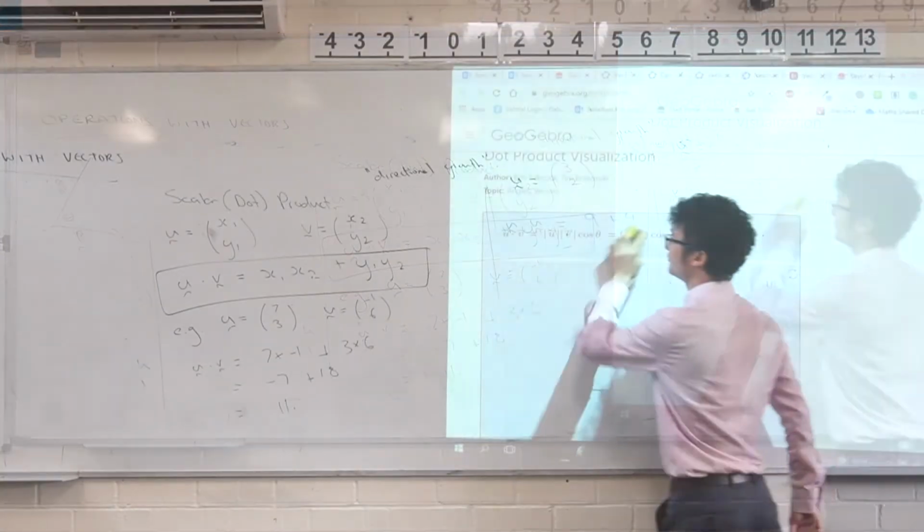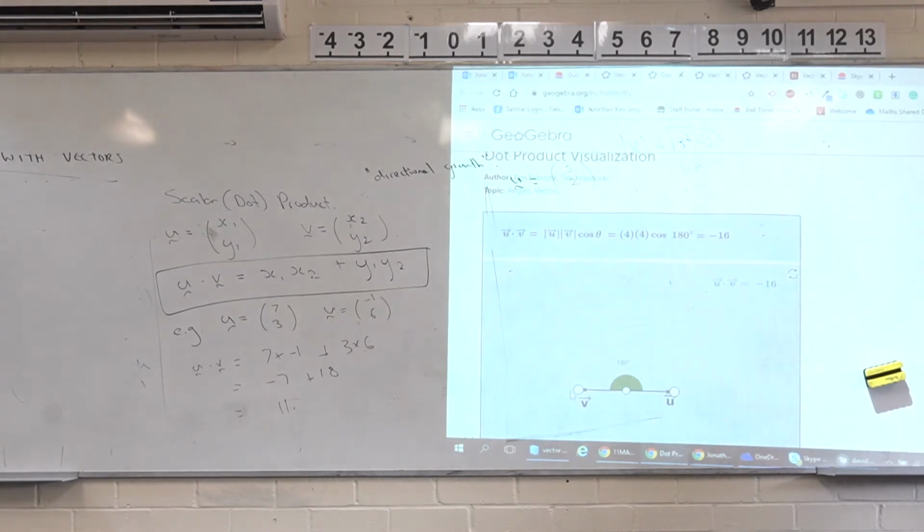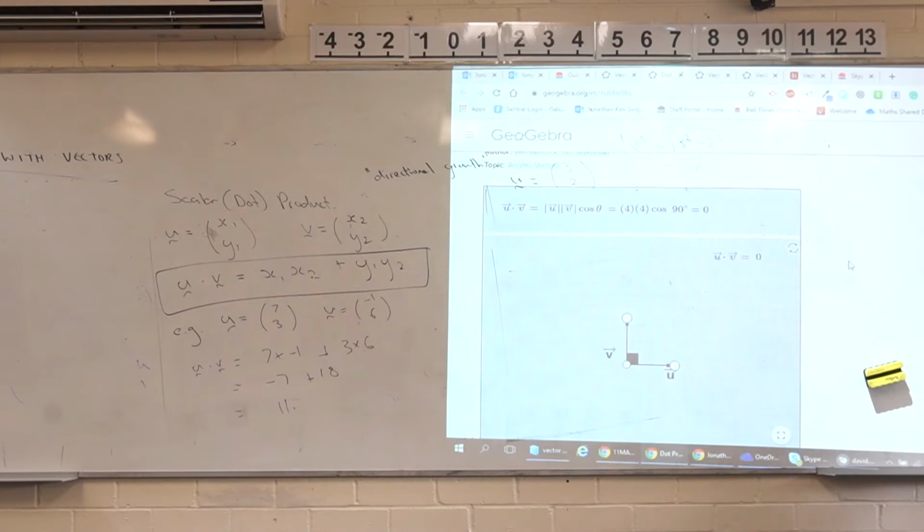So if my vectors are, let's do perpendicular first, because that's easier to determine. If my vectors are perpendicular, this applet calculates the dot product. Have a look at what happens. What happens to the dot product when they're perpendicular? 0. Why is it 0?